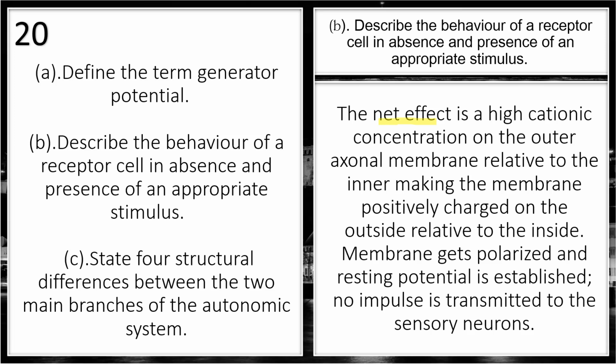The net effect is a higher cationic concentration on the outer axonal membrane relative to the inner, making the membrane positively charged on the outside relative to inside. The membrane gets polarized and the resting potential is established. No impulse is transmitted to the sensory neuron.